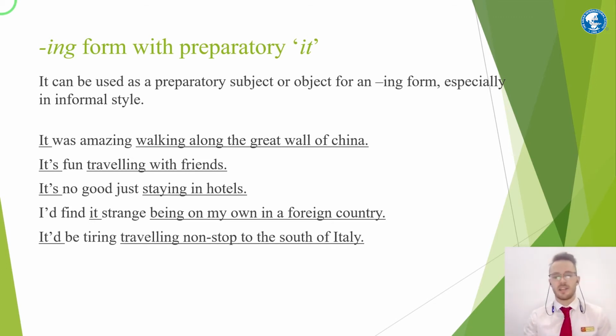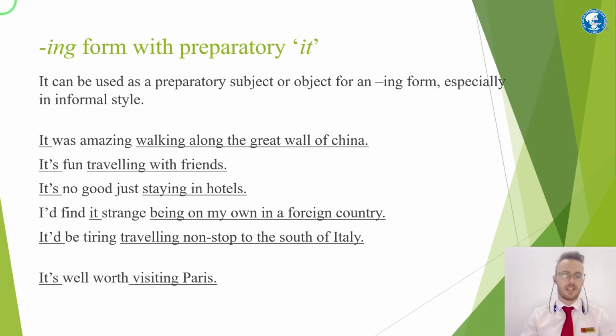So again, you can see there, each of the subjects or objects in the sentence are quite long. So we've shortened it by using it and then referring to it later in the sentence. This last one's a little bit different. It says, it's well worth visiting Paris. Now, visiting Paris is shorter than any of the other previous ones, and therefore we could just write this sentence the other way around and say Paris is well worth visiting.